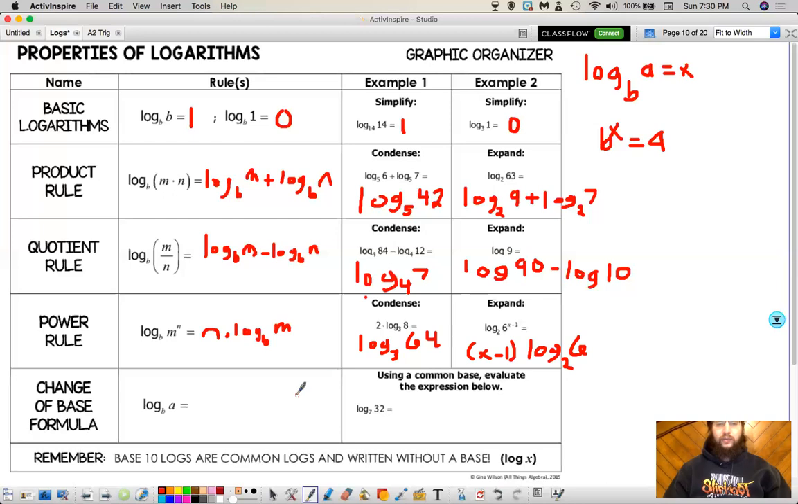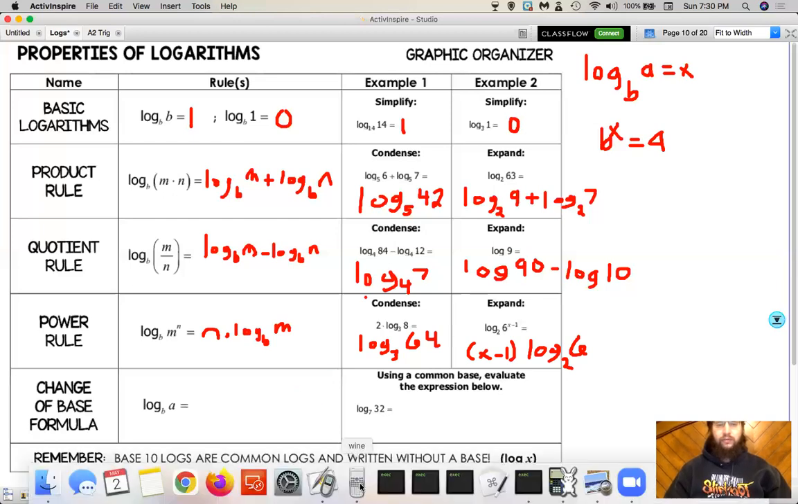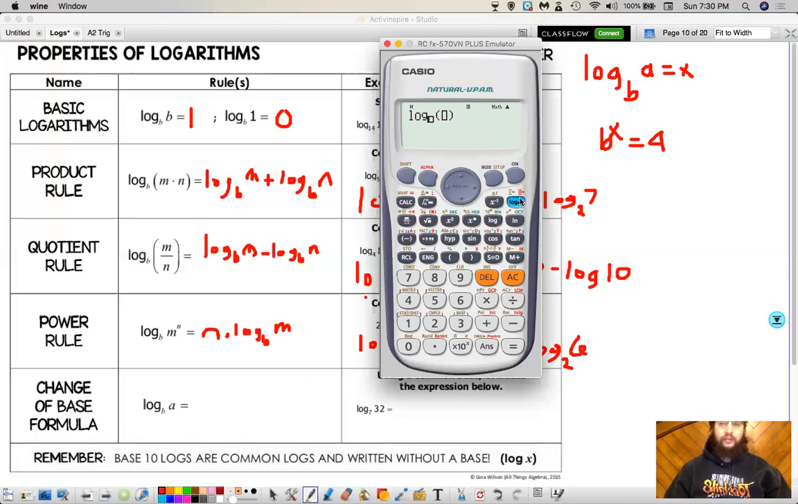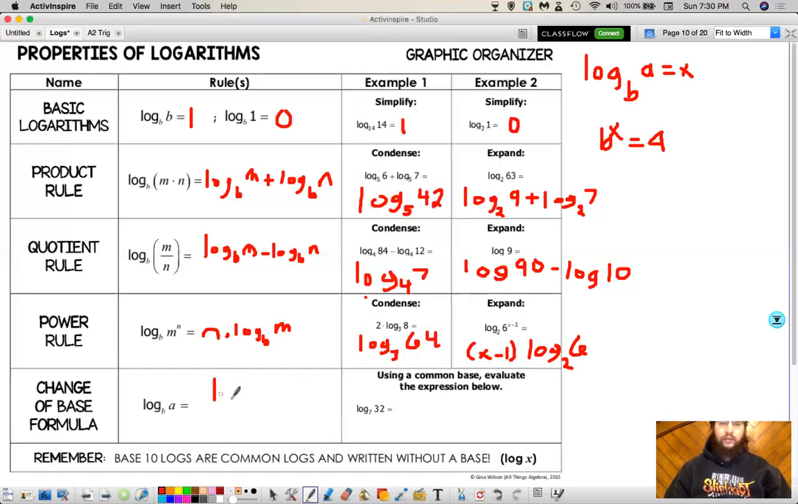Now, the change of base formula. If you have the Casio FX-115ES Plus, like I told you to, you don't have to worry about it because they have this button right here. If you don't, then you have to use the change of base formula. The change of base formula says log of your argument divided by log of your base is equivalent.